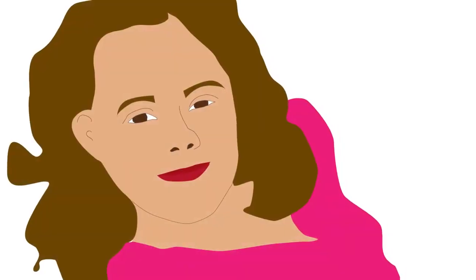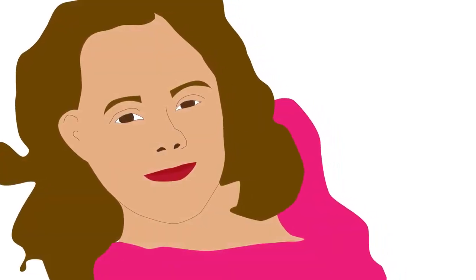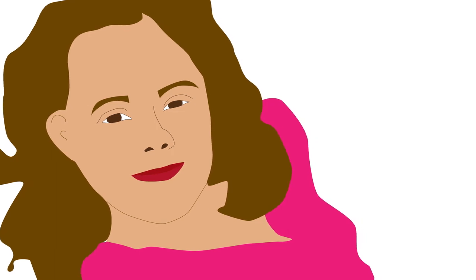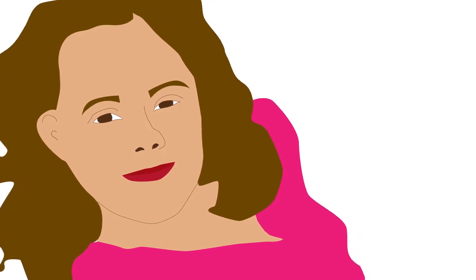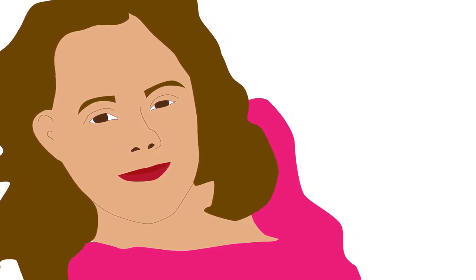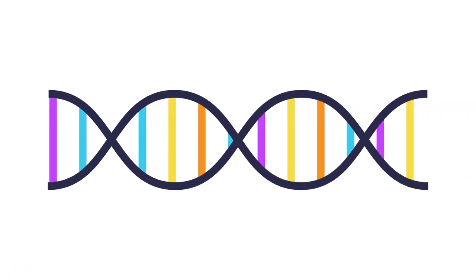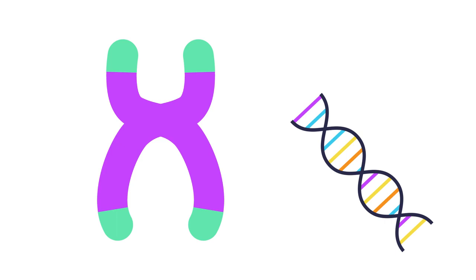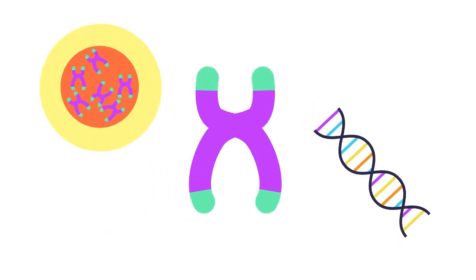You might know or have seen somebody with Down syndrome. But in this video, you're going to learn what it is and why it happens. Down syndrome is caused by a change in the DNA. You probably remember that any change in the structure or the amount of DNA of an organism is called a mutation.